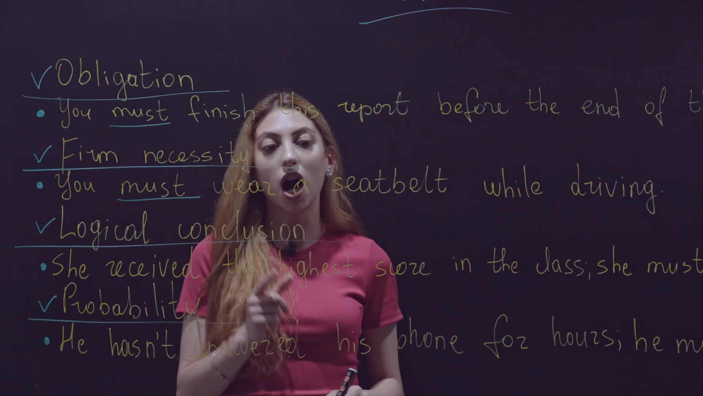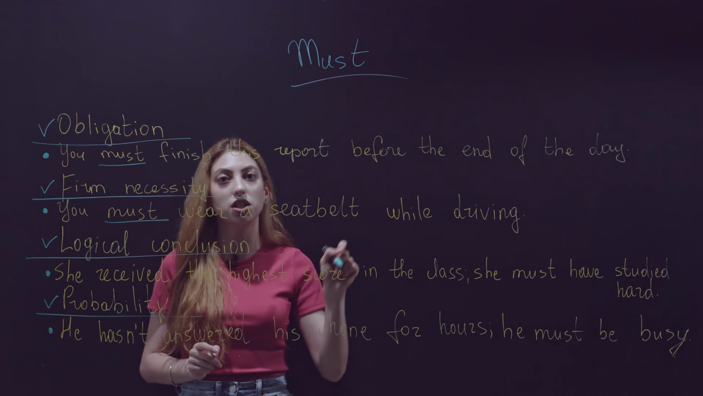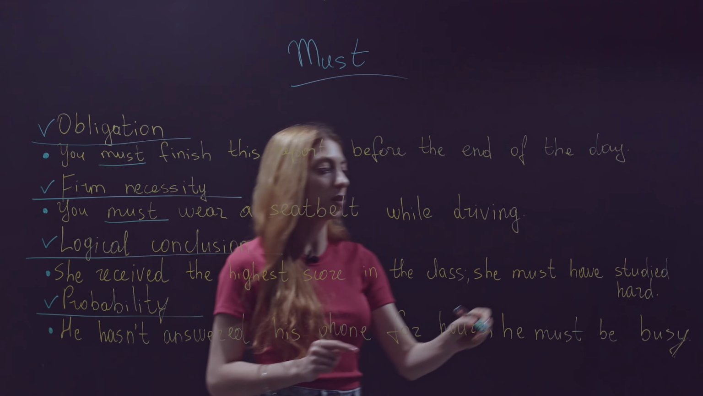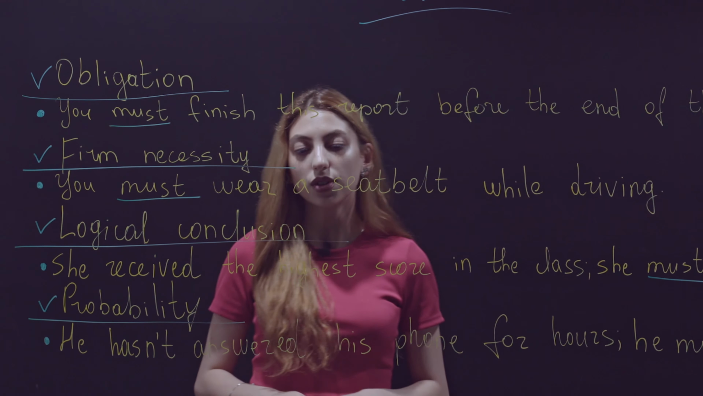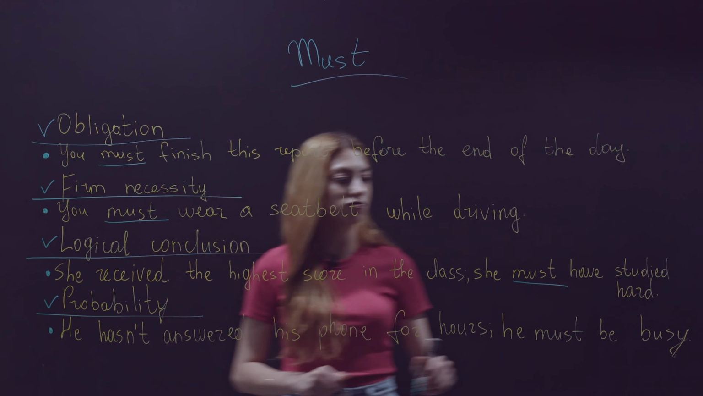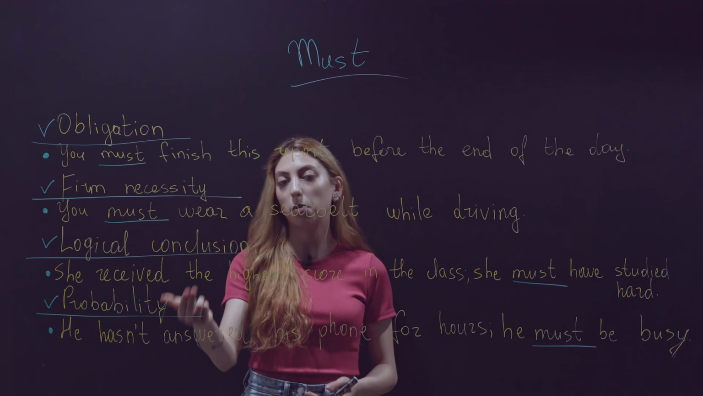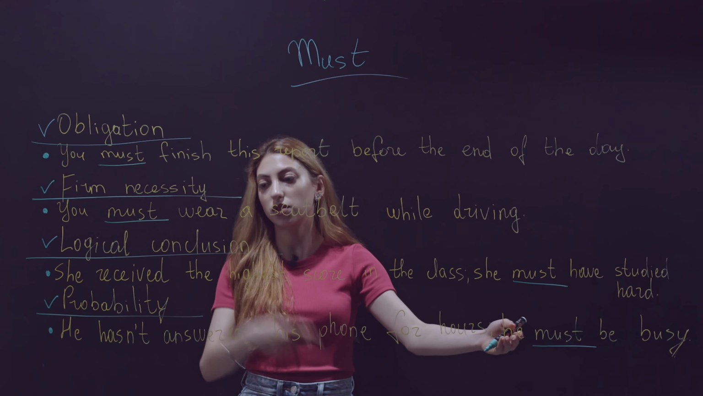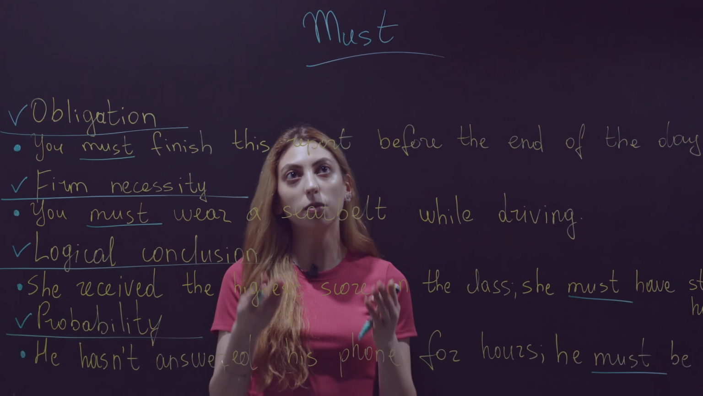Logical conclusion. She received the highest score in the class. She must have studied hard. See, here is the must. And the last one, probability. He hasn't answered his phone for hours. He must be busy. So it's possible, okay? There is a probability that the person must be busy because he hasn't answered his phone for hours. Well guys, this is all about must.